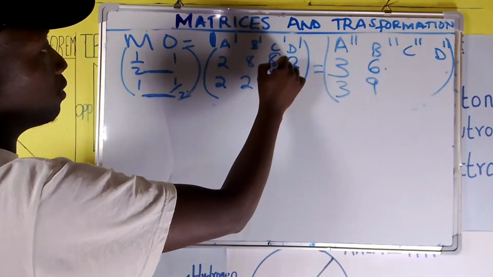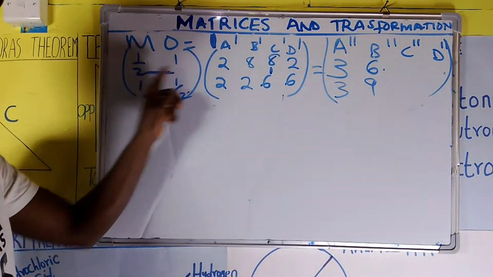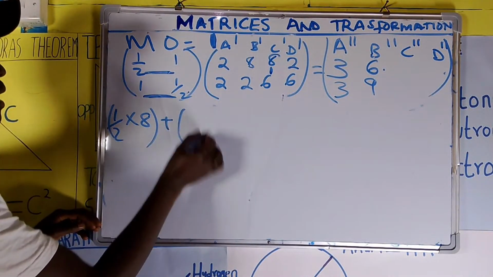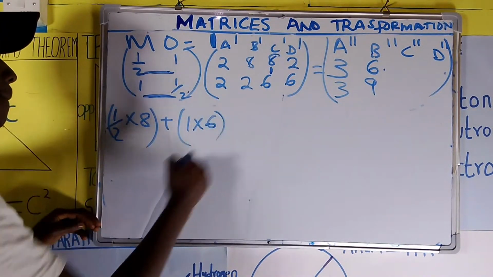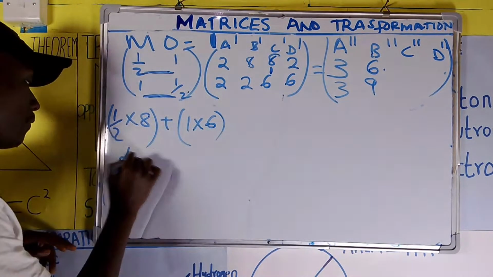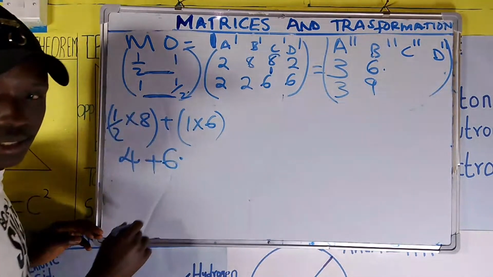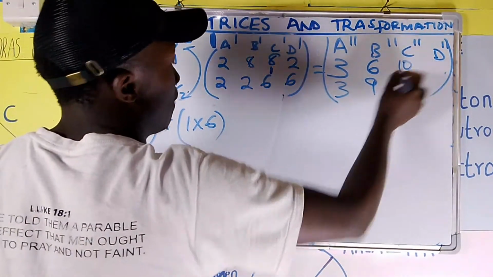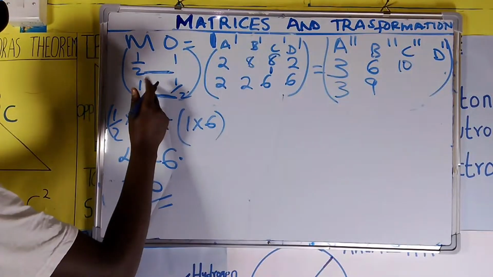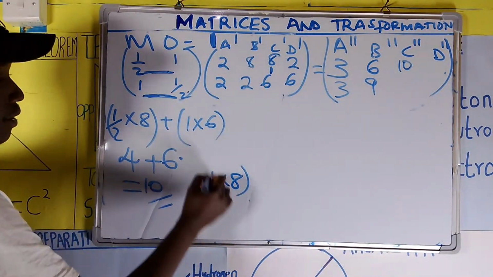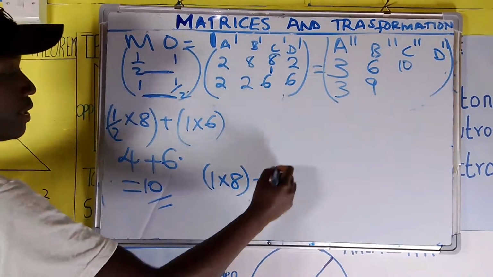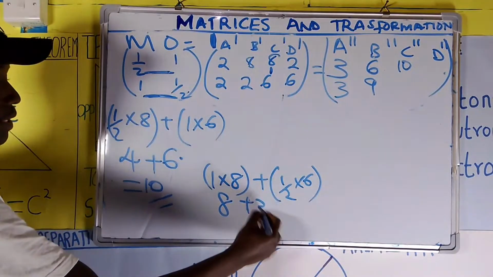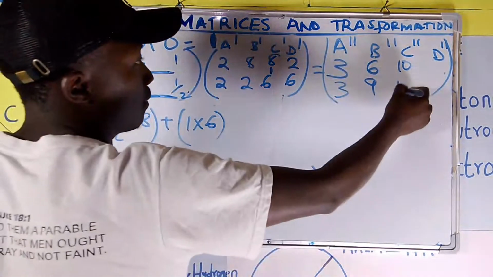Tuende ya tatu. A half times 8 plus 1 times 6. So a half times 8 is 4. 4 plus 6 is 10. So this one will be 10. Tuende ya chini. 1 times 8 is 8 plus a half times 6. So 1 times 8 is 8 plus a half times 6 is 3. So it will be 11.